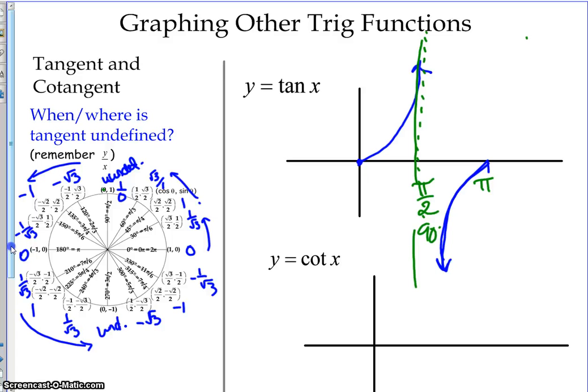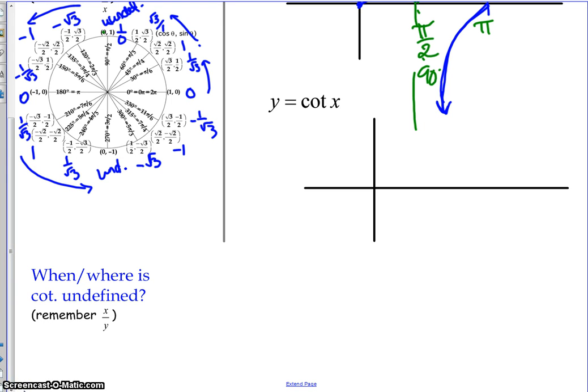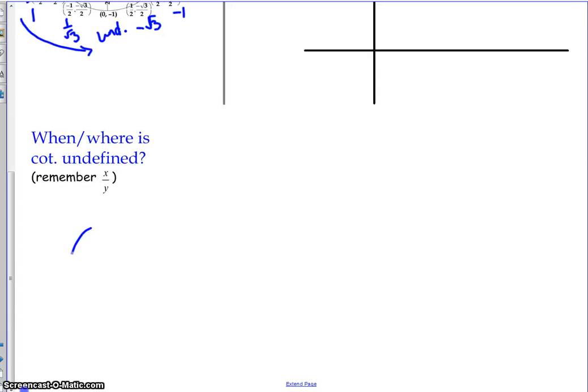Now let's do the same thing, and we'll talk about cotangent. What actually happens with cotangent, and where that's undefined, is it starts off at 0 degrees, undefined. I'm going to extend here. So if we had our circle, all right, it starts off at 0 degrees, undefined, okay? And then what happens is it starts off really high here.